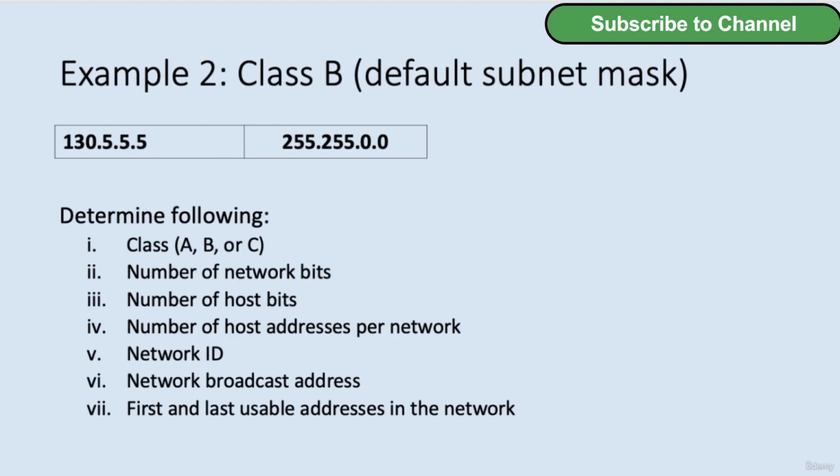Next question is 130.5.5.5 and the subnet mask is 255.255.0.0, and we have to determine the same 7 values that we determined in our previous example.